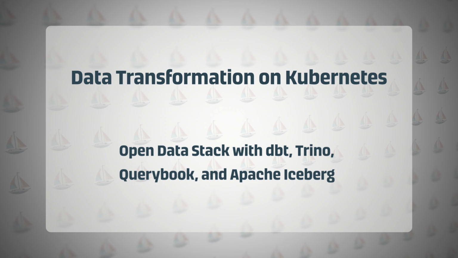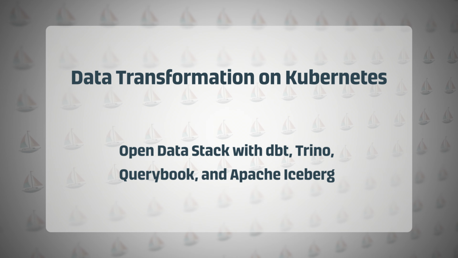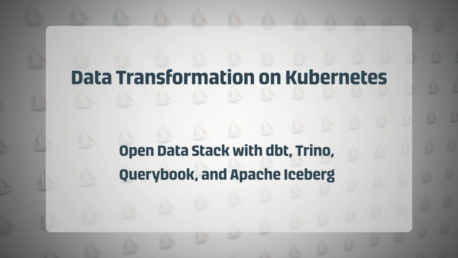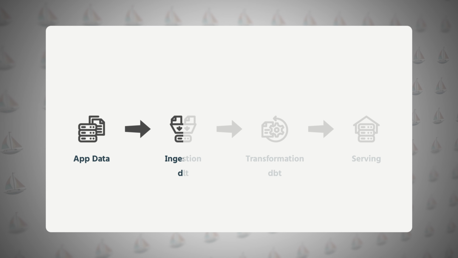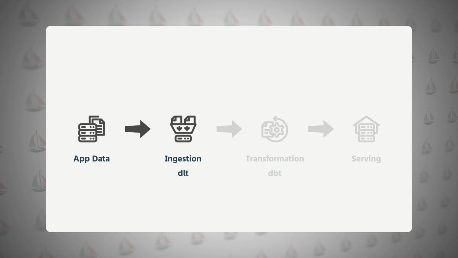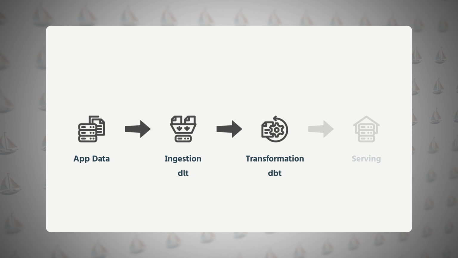In this series, we are building an open data stack on Kubernetes for ingestion, transformation, and serving. Last time, we focused on ingestion. We landed data in MinIO and tracked tables with Lakekeeper. Today, we enable the transform layer.